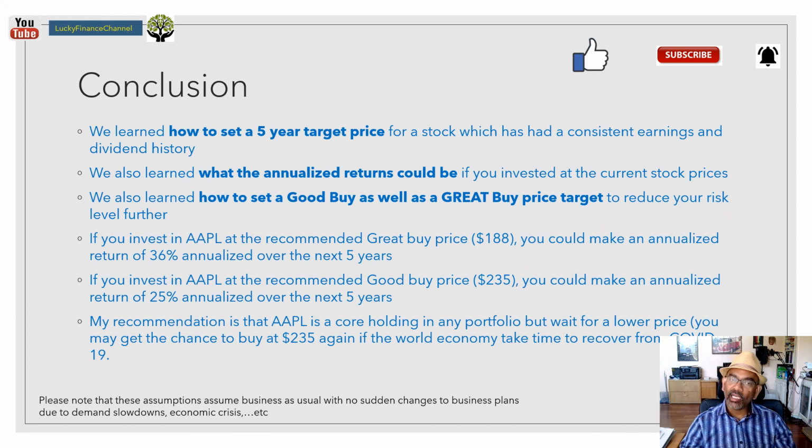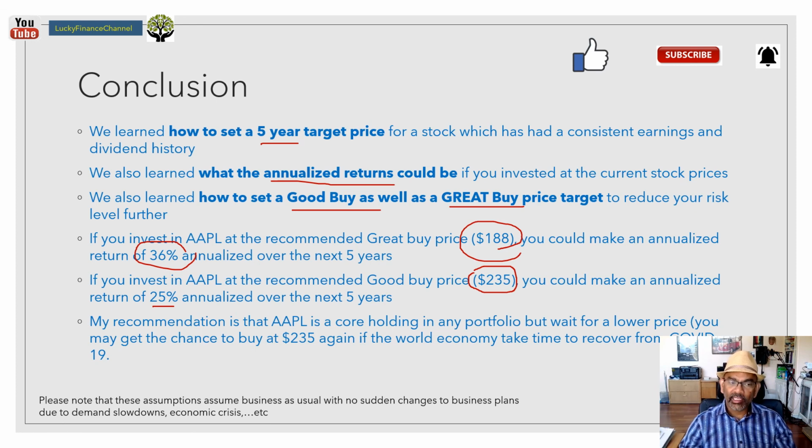To set a 5-year target price for a stock which has had a consistent earnings growth and dividend history. We also learned what the annualized returns could be if you invested at the current stock prices. We also learned how to set a good as well as a great buy target price to reduce your risk even further. And basically, if you invested in Apple at the current great buy price of $188, which I'm not sure you're going to get, but it's worth wishing, you could make an annualized return of around 36% over the next 5 years, which is amazing. But even if you invested at $235 a share, which could happen, you could make an annualized return of 25% over the next 5 years.